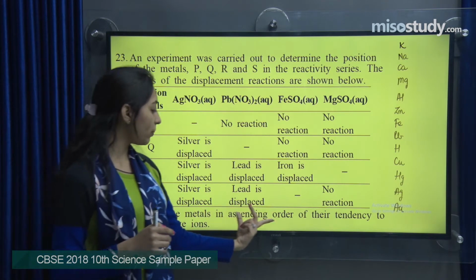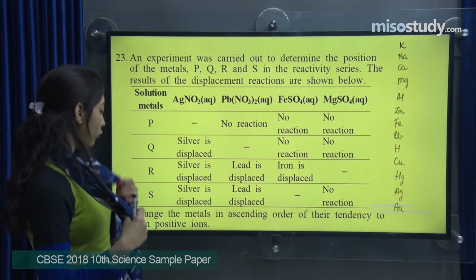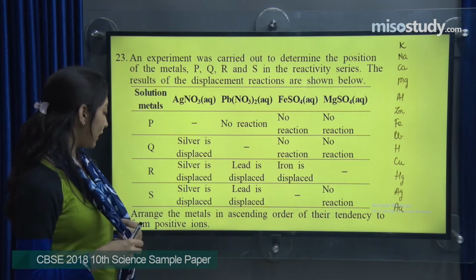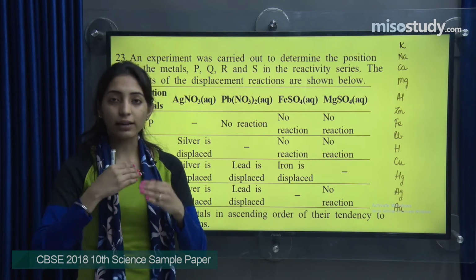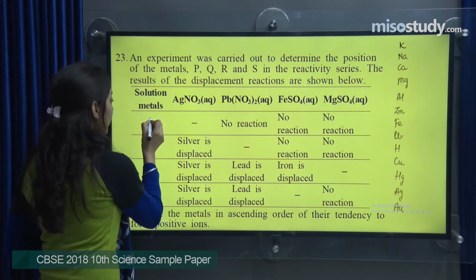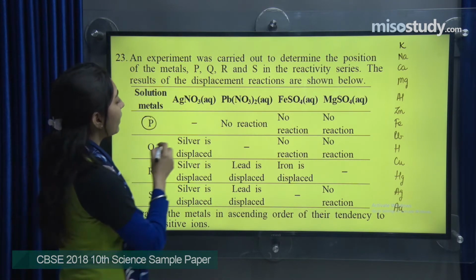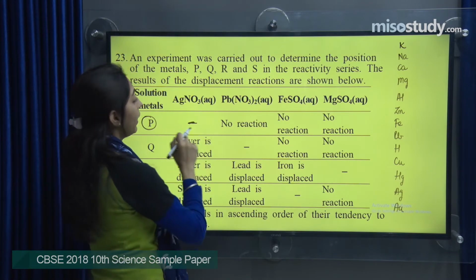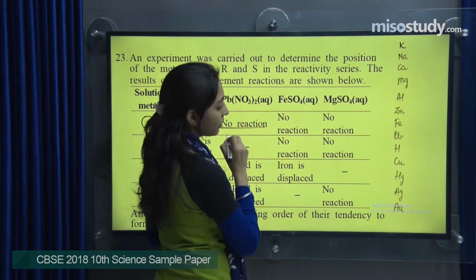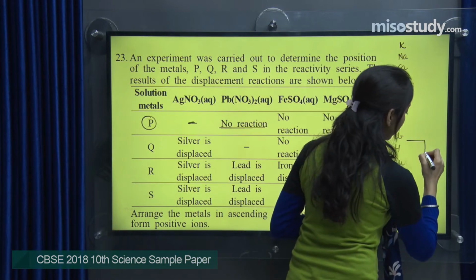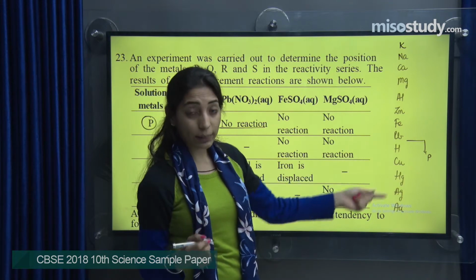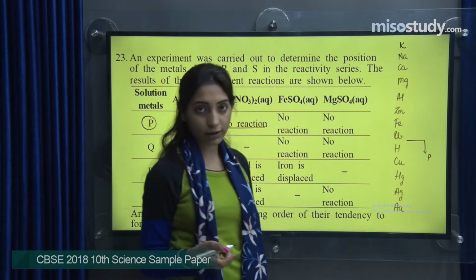Now the question is, arrange the metals in the ascending order of their tendency to form positive ions. Ascending means starting from lower and going to the top, right? So let's start. He is saying that when P is added to AgNO3, there is no result. When P is added to Pb(NO3)2, no reaction. That means if Pb is here, P will be somewhere below it. That is the reason why P could not displace lead.